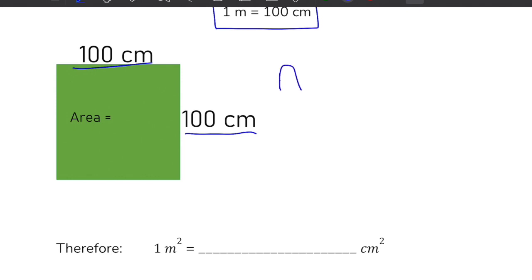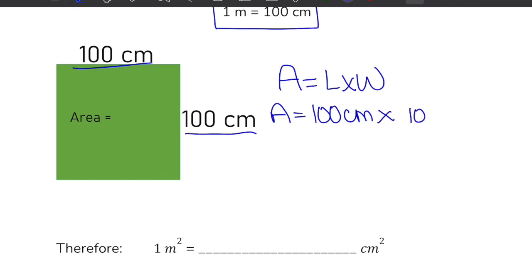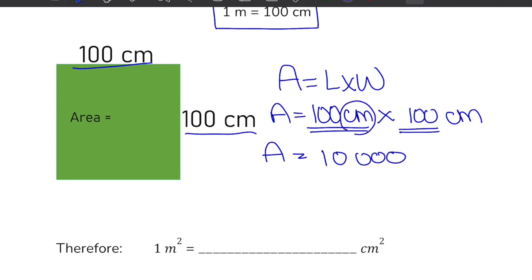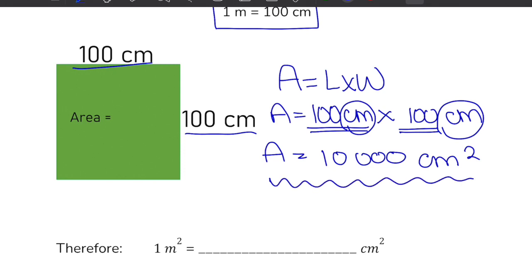So area is equal to length multiplied by width. Area is equal to 100 centimeters multiplied by 100 centimeters. Okay, using our calculators, we can find out that 100 times 100 is equal to 10,000. Centimeters by centimeters equals centimeters squared. So the area in centimeters squared is 10,000 centimeters squared.